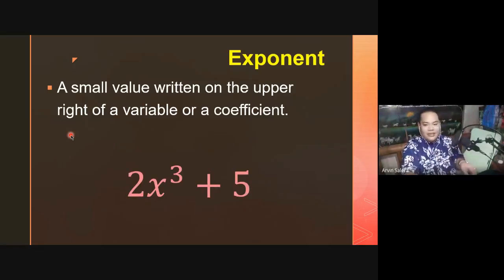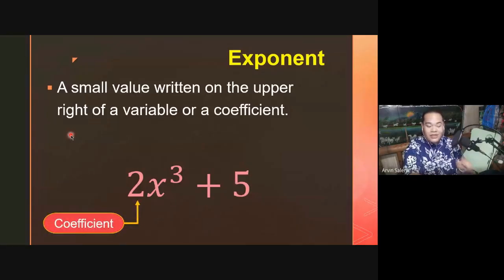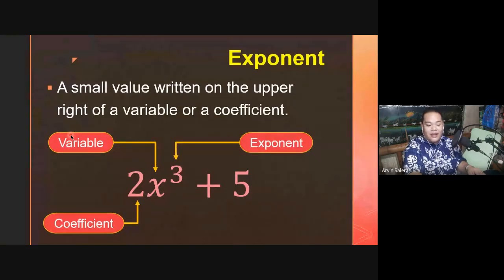Okay. Example: 2x cubed plus 5. In this example, 2 is our coefficient because it is a number preceding the variable. And of course, x is our variable. And then 3 is our exponent. And then 5 is our constant. So it's easy, because we are just recalling the entire concepts or names of the basic concepts of this topic.